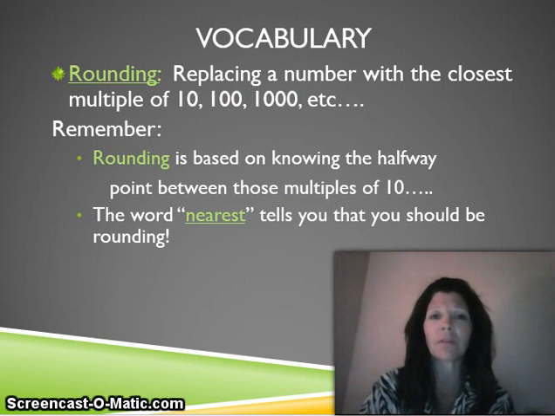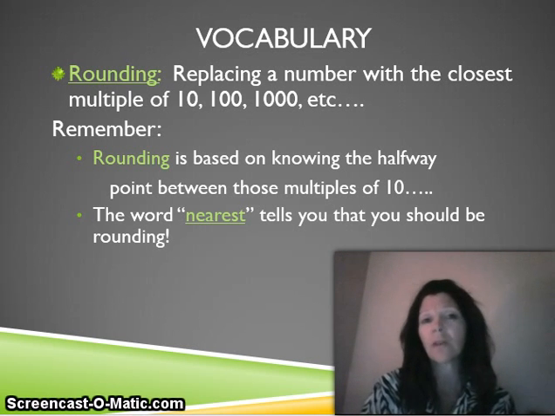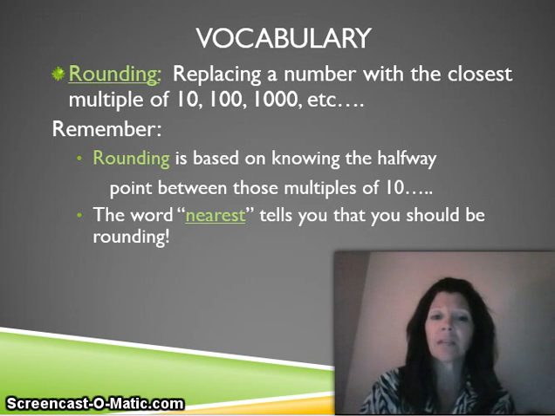All right, vocabulary for lesson 2-2 is the following. You've got one word, and that one word is rounding. Rounding is simply replacing a number with the closest multiple of 10, 100, 1000, etc. Now remember, rounding is simply based on knowing the halfway point between those multiples of 10. The word nearest tells you that you should always be rounding.